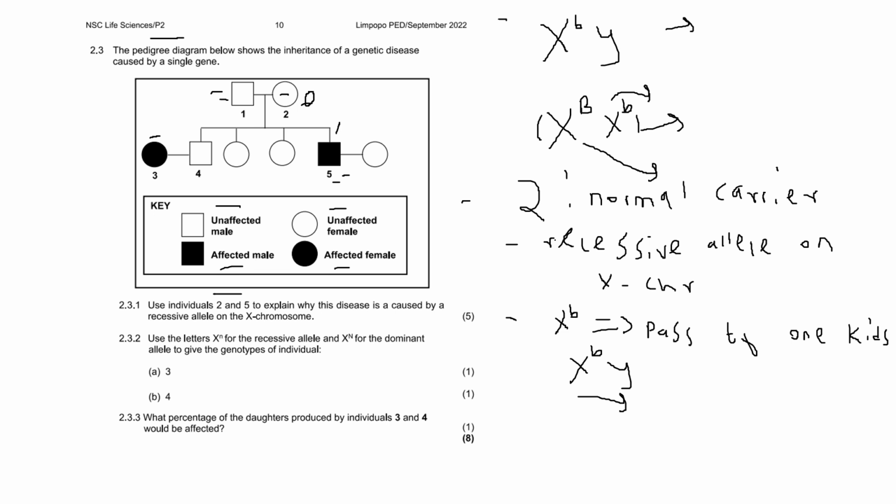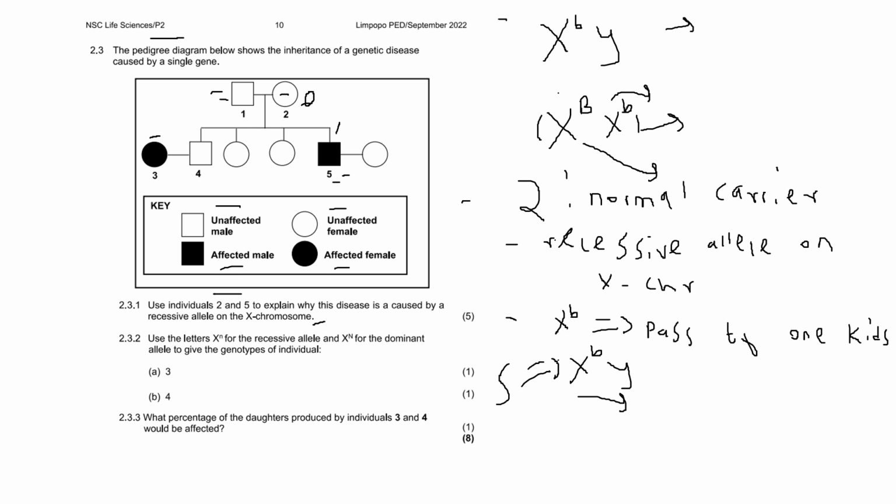Only females can be carriers. Males will never be carriers. That's why number 5 is having the condition, because males can never be carriers of a trait that causes a condition. Number 5 has got that recessive allele in them. That's why they're showing the disease.